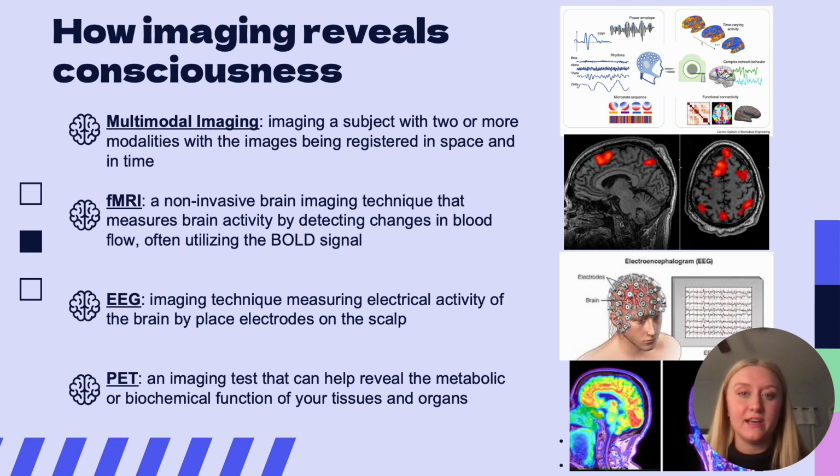fMRI is a non-invasive brain imaging technique that measures brain activity by detecting changes in blood flow, often utilizing the BOLD signal. Although detailed, it requires the patient to be very still and is often very costly. EEG is an imaging technique that measures electrical activity of the brain using electrodes placed on the scalp. It is usually cheaper than fMRI, but the results are not as precise. PET is an imaging technique that can help reveal the metabolic or biochemical function of your tissues and organs.